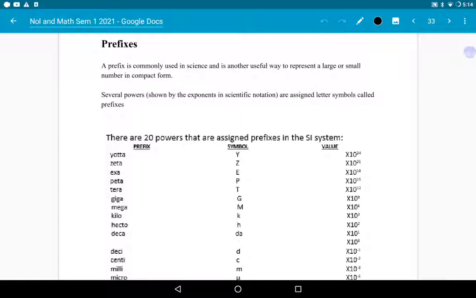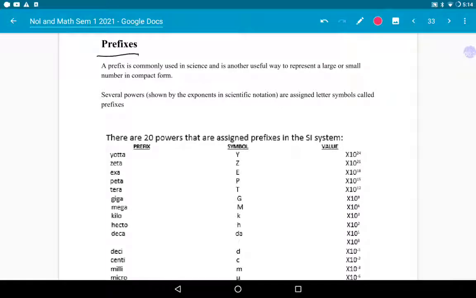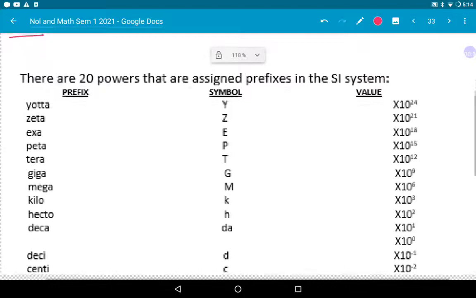So this video is a continuation of working with scientific notation. To be able to do this, you'll need to know how to do scientific notation because you go from one form to another. Prefixes are another way to represent very large or very small numbers in a short form. In this case, instead of the powers, we use assigned letters called prefixes. You'll probably be familiar with some of them already.